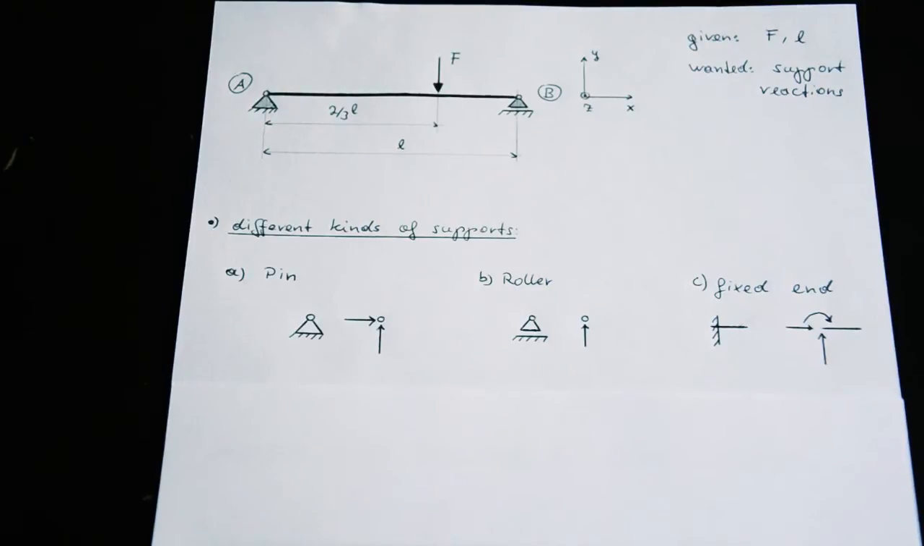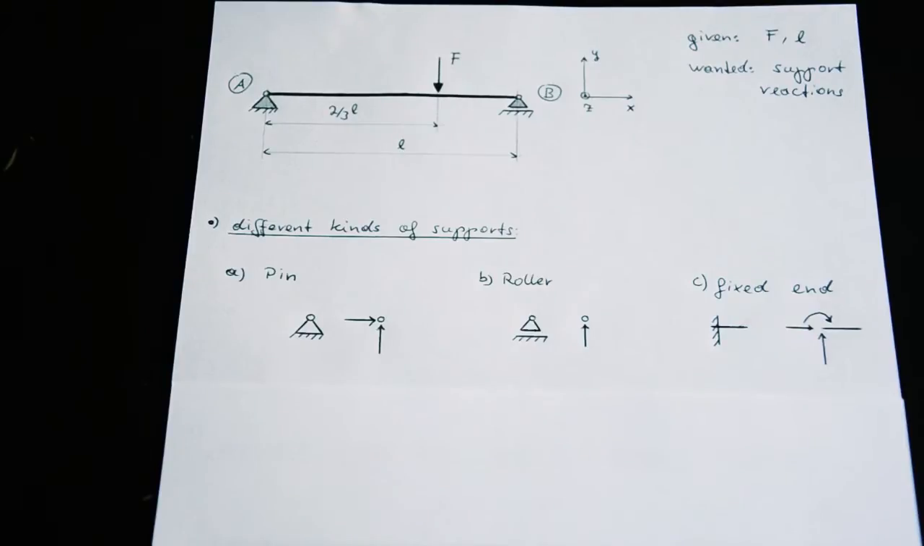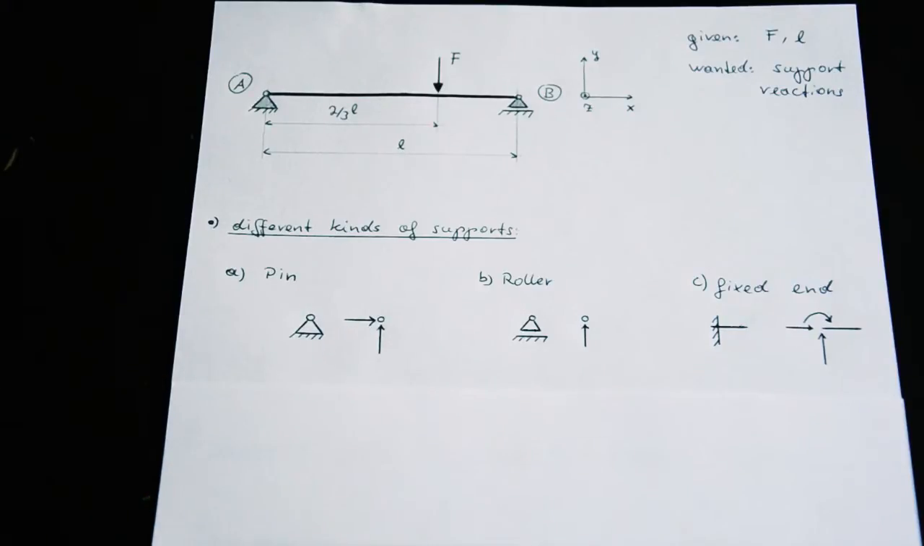The first support is called pin. The pin is able to support 2 reactions, a horizontal and a vertical force. Because if I apply a horizontal external force, the pin stays still and is not moving. This is because the pin will develop a horizontal internal force to counter the force that I applied. And if an external vertical force acts on the pin, again it is not moving downwards, it's staying still, because the pin will develop an internal vertical force to react to the external vertical force.